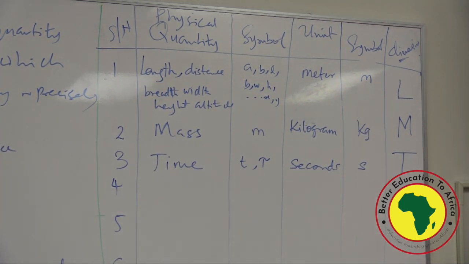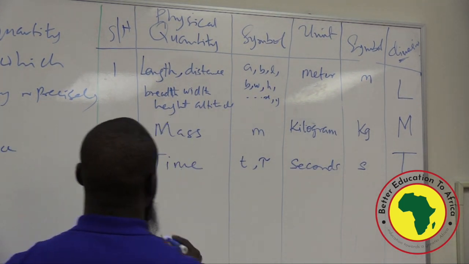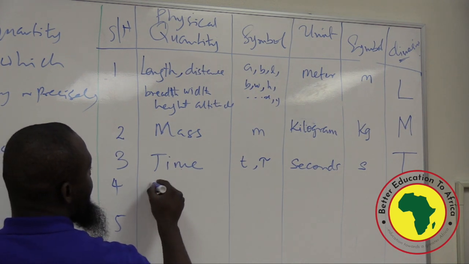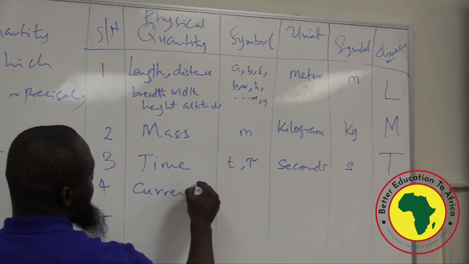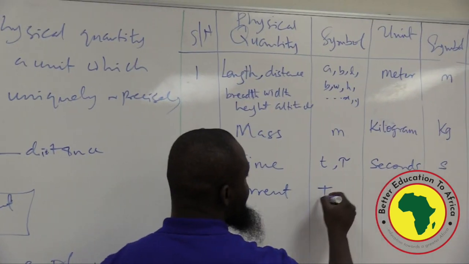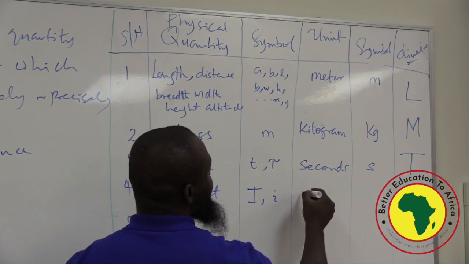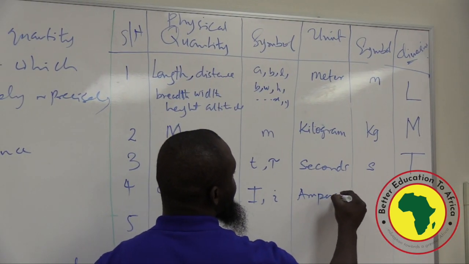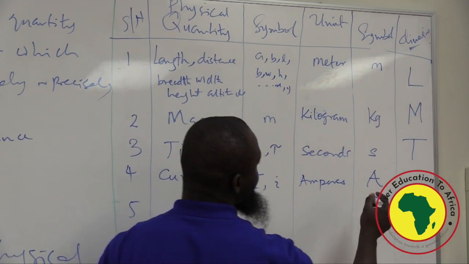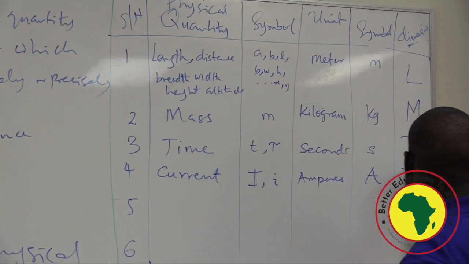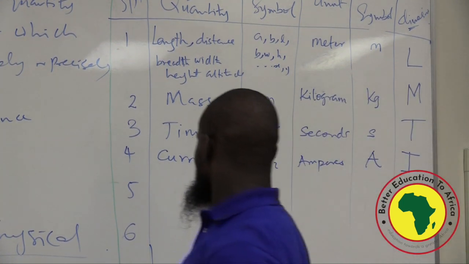Then, we have what we call electric current. Electric current has a symbol capital I or small i. It is measured in amperes, which is capital A, and the symbol for the dimension of current is capital I.